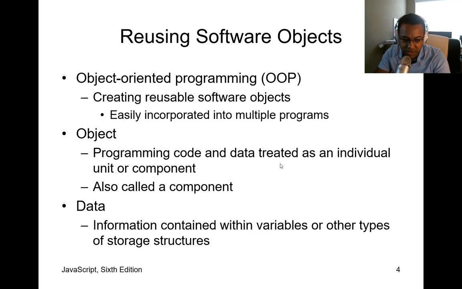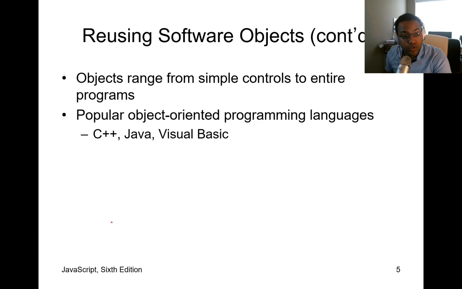So within the context of this definition, data being information is kind of a paradox or an oxymoron, if you will. It's the other way around. Data is really, that should be replaced with the words values contained within variables or other types of storage structures. So, objects range from simple controls to entire programs. And we've just talked about all that.